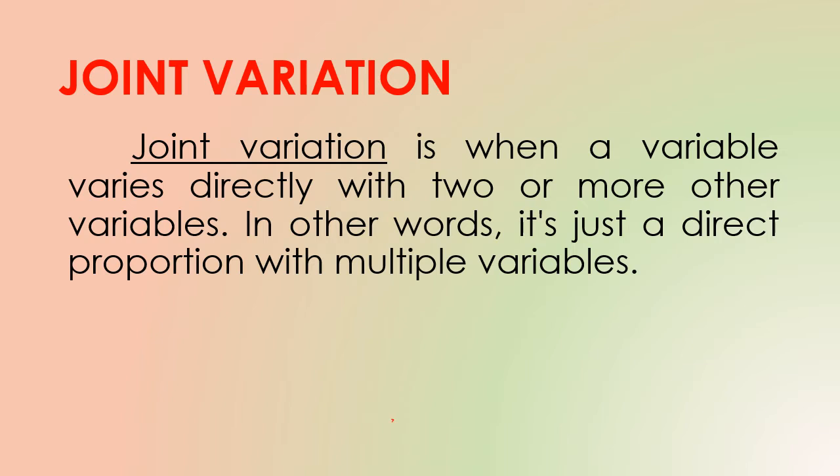So joint variation. Joint variation is when a variable varies directly with 2 or more other variables. In other words, it's just a direct proportion with multiple variables. It's just like direct variation, class, but with multiple variables, or more variables.